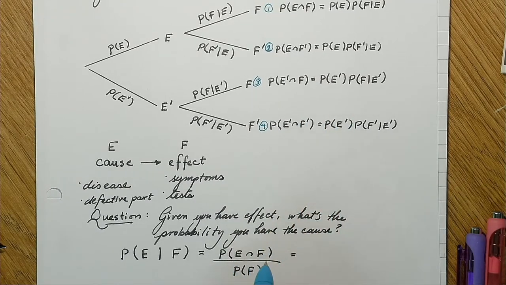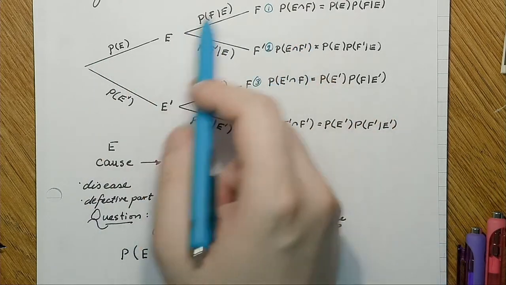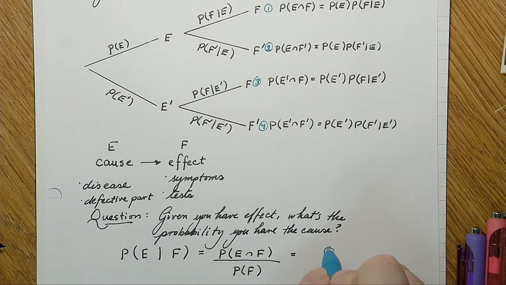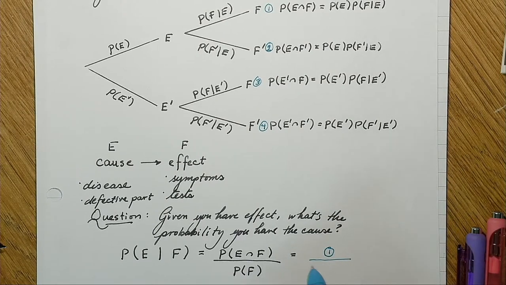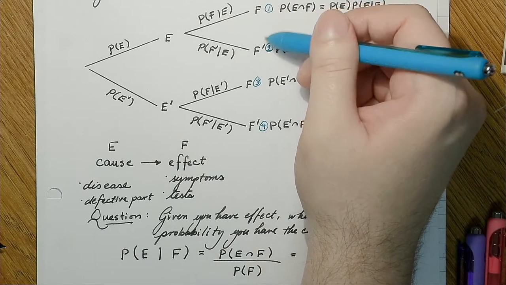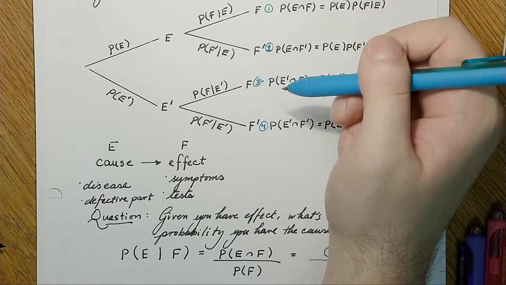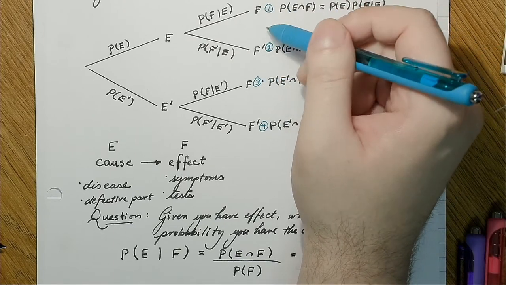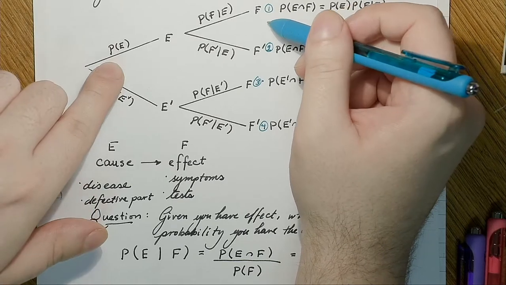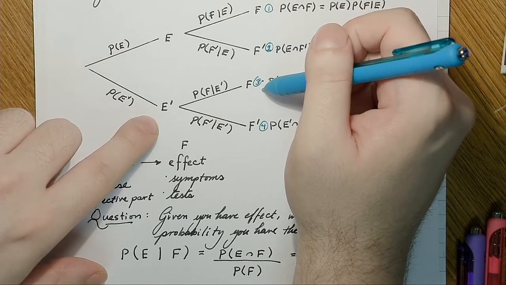We have that this is the first branch here, so E and F. So I'll say that this is the probability over here. So we want branch 1 over the total probability of F. Now F occurs here and here. So we have those cases. We have the two cases where we have E and F and E prime and F.